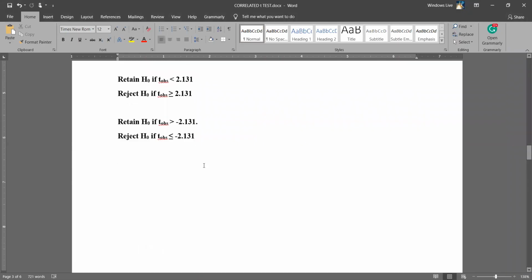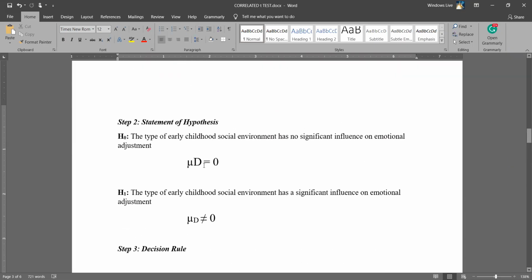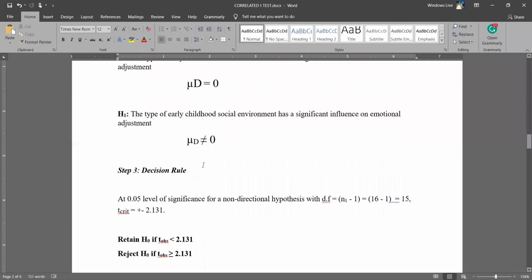In some instances, you realize that when they are stating their hypothesis, they write them together. Can you write them in one sentence? When you say they write them together, as in? The negative and the positive critical values, they write them together.